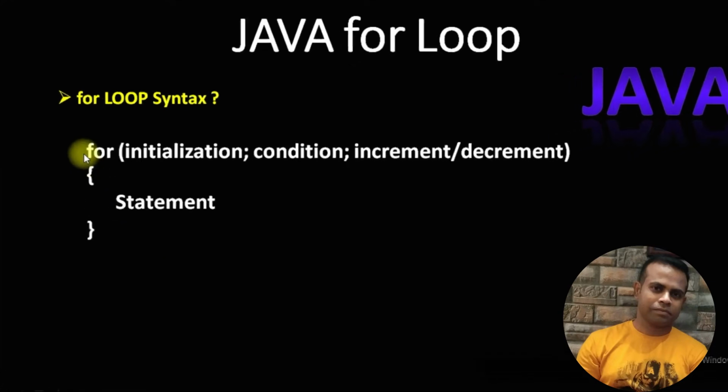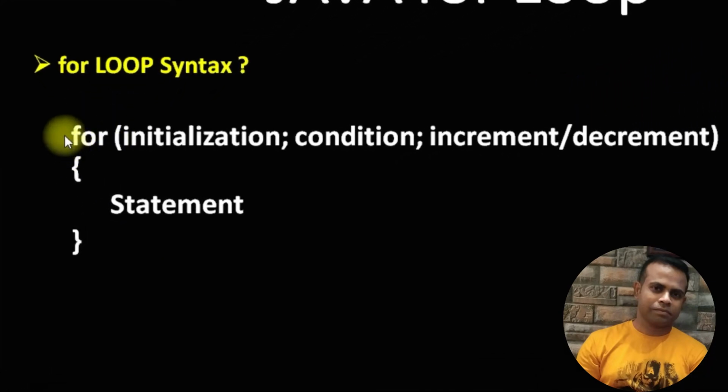If you check here, first I have written a for keyword, then within this parenthesis I first create an initialization, then a condition, then increment or decrement. And if you check here, initialization, condition and increment or decrement are separated by semicolons. So your for loop's first statement should look like this: for, then under brackets, initialization, then semicolon, then condition, then semicolon, then your increment or decrement based on your logic.